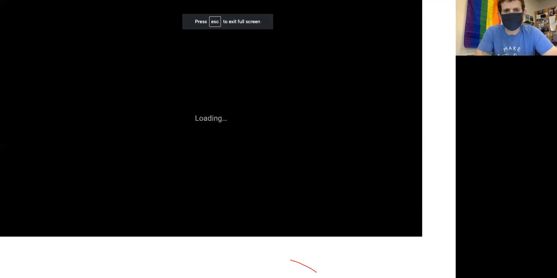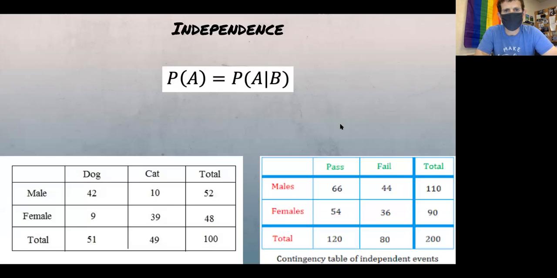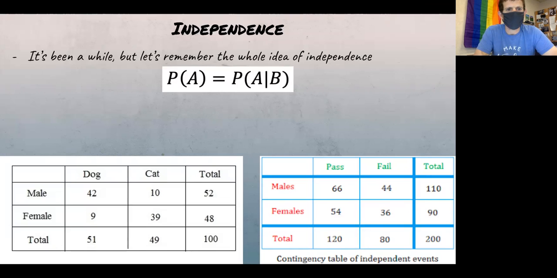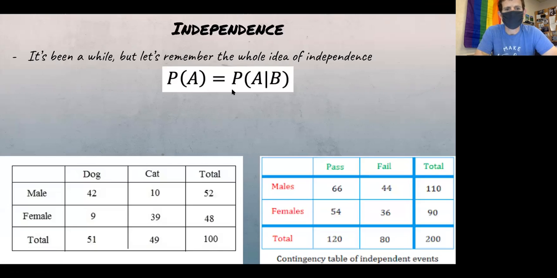Let's jump into today's lesson, which will be on independence. All right, let's remember the whole idea of independence. This is actually a slide you guys have seen before. This will hopefully look familiar.